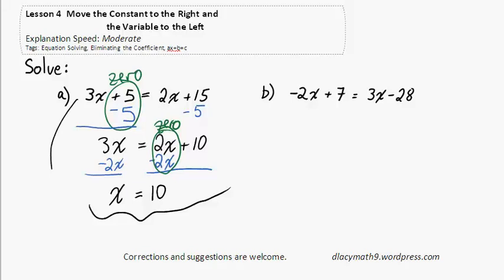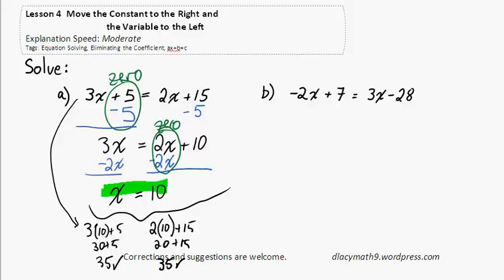Here's how. What I can do is take the 10 and put it into 3 times x, but we now know that x is 10, or at least we think it is, we're checking it, plus 5, which is 30, plus 5, which is 35. That's on the left. On the right, we have 2 times x, or 2 times 10, plus 15, or 20 plus 15, or 35. The numbers match, and that guarantees that we are correct when we say that the solution of this equation, x, is equal to 10.